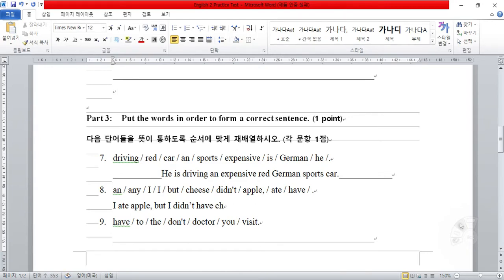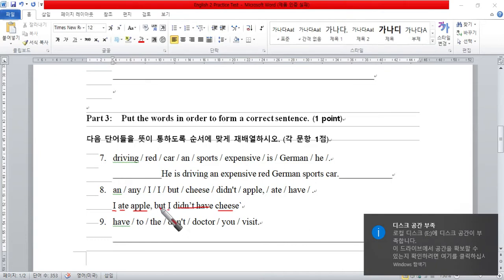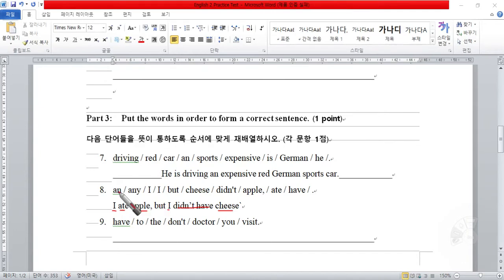didn't have cheese. Okay, so again, we have the 2 subjects, the same, 2 verbs, okay, and the 2 objects. I ate apple. I didn't have cheese. Okay, so those 2 contrast because these are something you ate and something you didn't eat. So the contrast is there. That just leaves these 2 words right here. I ate apple, but I didn't have cheese. Okay, so where would they go?